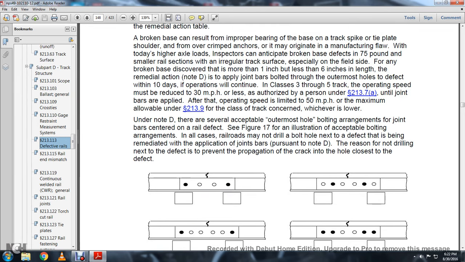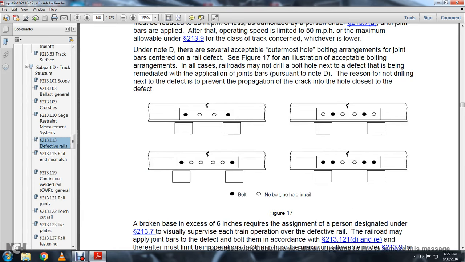Under note D, there are several acceptable outermost hole bolt arrangements for the joint bars centered on the rail defect. See Figure 17 for an illustration of acceptable bolting arrangements. In all cases, the railroad may not drill a bolt hole next to a defect that is being remediated with the application of joint bars pursuant to note D. The reason for not drilling next to the defect is to prevent the propagation of the crack into the hole closest to the defect. Figure 17 shows the bolt and no-bolt holes in the rail.